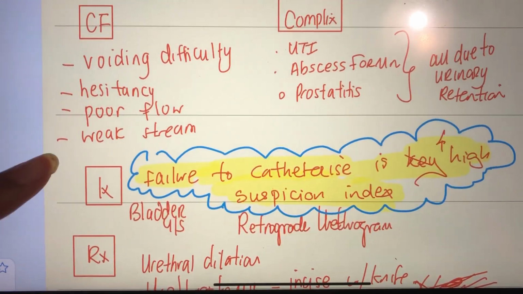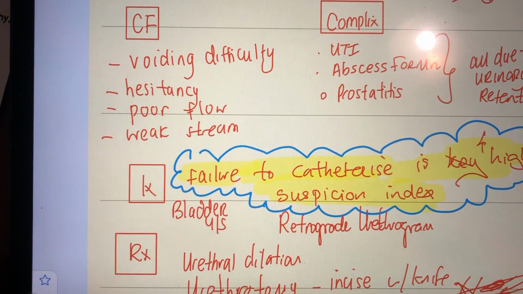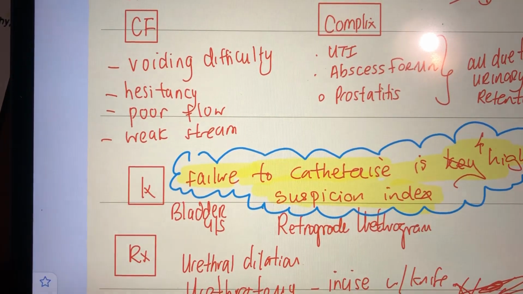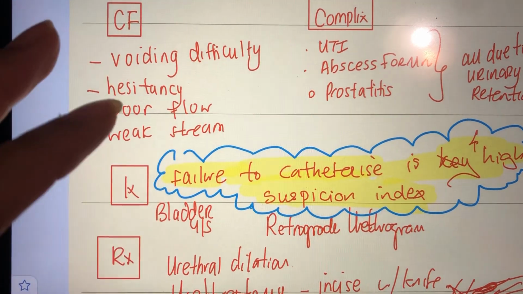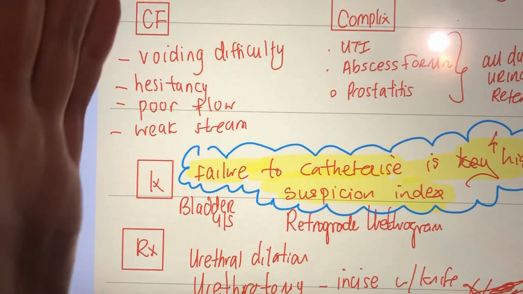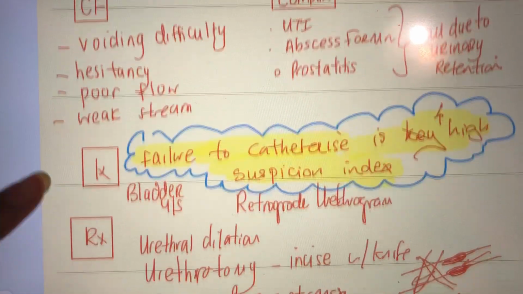What clinical features will we see in these patients? Well, you can get voiding difficulties, voiding symptoms like hesitancy, poor flow, weak stream. These patients will have a higher post-void residual urine volume, and they'll have voiding difficulty.